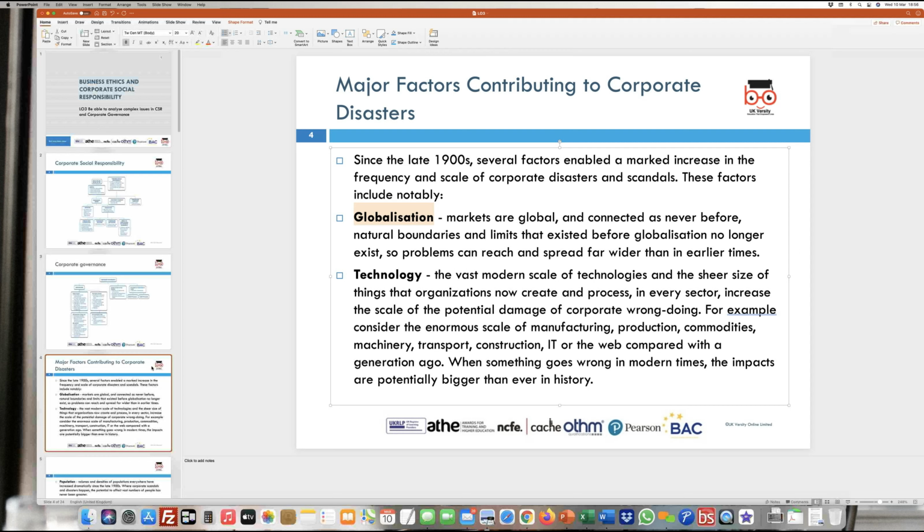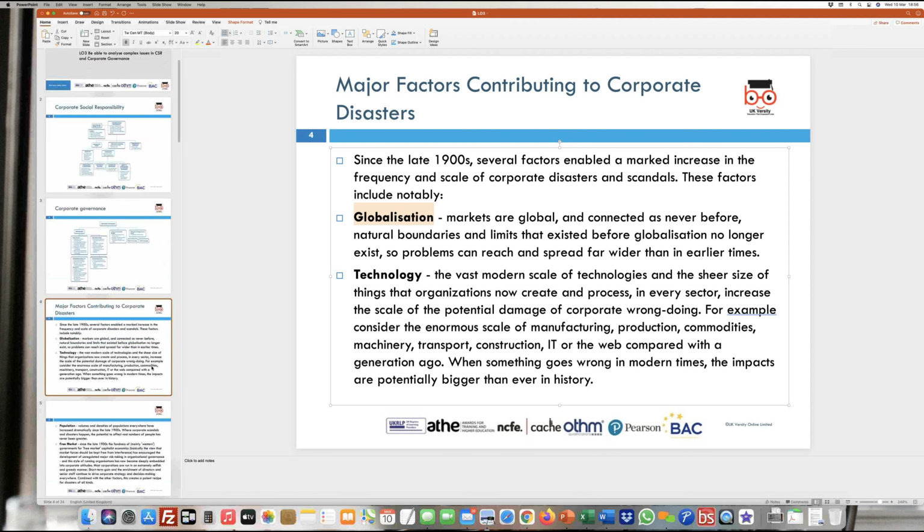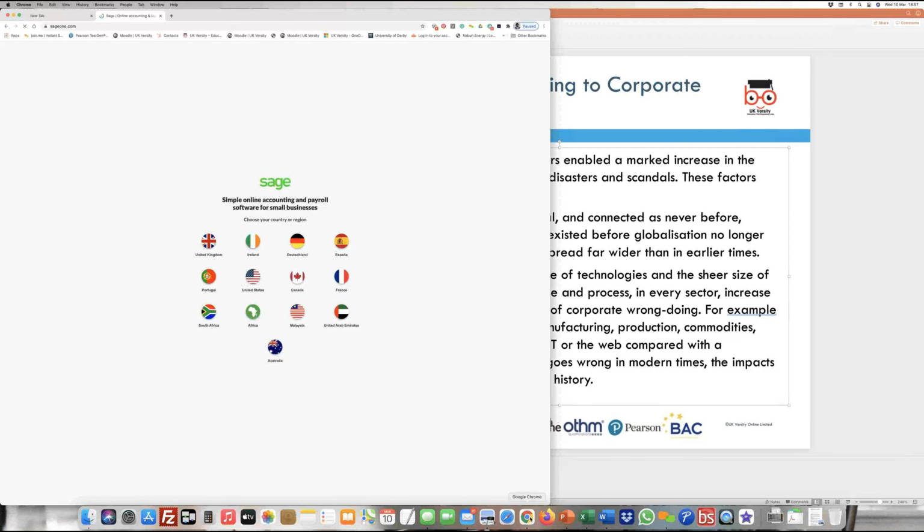Now, technology. You might think, how can technology be a problem? As we know, organizations use technology. You did one of the modules in your previous qualification, which was Sage for Accounting. If the software properties or rules are not updated to be implemented in a particular geography, then technology can also be a barrier. If I go to sage.com, as you can see, Sage is approved as an accounting and payroll package in so many different countries.